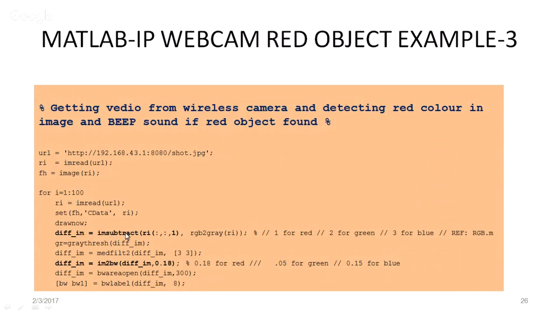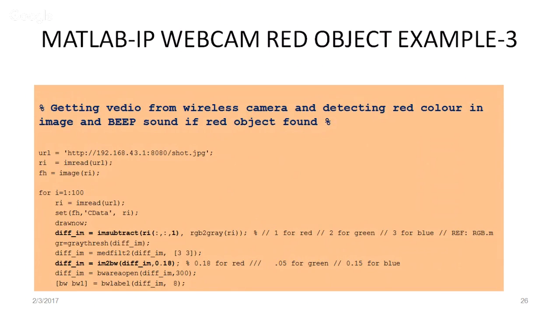If in the imsubtract command there is a 1, you will get your red component. You will detect the red. If you put 2, then you will get the green object. If you put 3, you will get the blue object. Basically, there are 3 prime colors, RGB. So in any image, we can get red, green, or blue by simply putting 1, 2, 3.